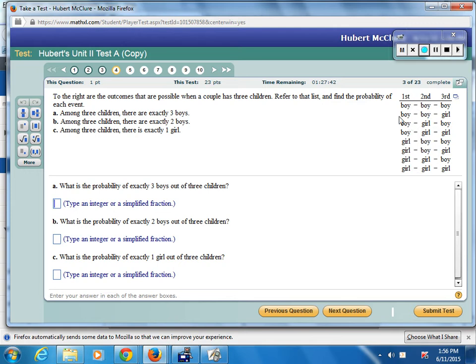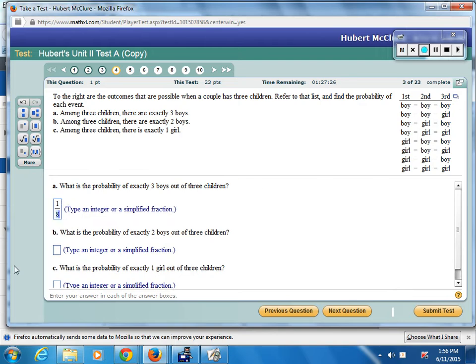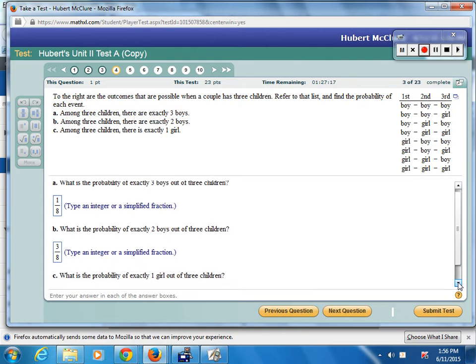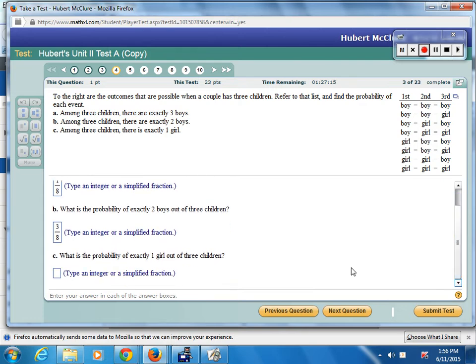All right, we did this one. Remember doing this one? Yeah. That's why I told you to remember this one. I think it's 1/8, 3/8, and 3/8 or something like that. Exactly 3 boys. Well, 3 boys would be 1/8. So you type in 1/8. Exactly 2 boys. That's 3/8, isn't it? Exactly 1 girl, that comes out to be 3/8. If I can ever get down there. Next question.